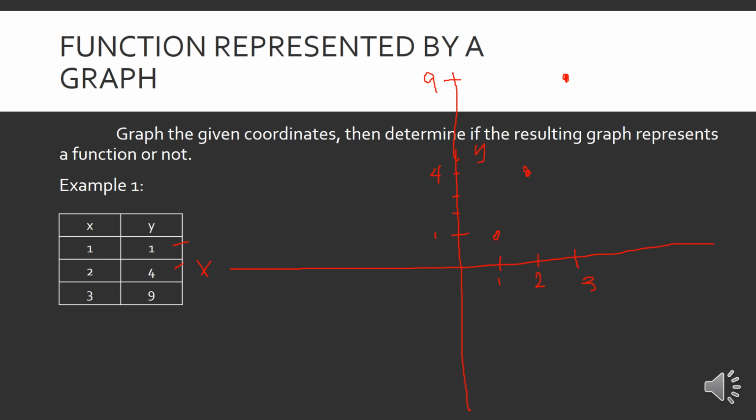So if we pass a vertical line along these points, let's connect first the points of our graph. So if we pass a vertical line along these points, it will only touch the graph at one intersection. So therefore, the given function or the given ordered pairs is considered to be a function.